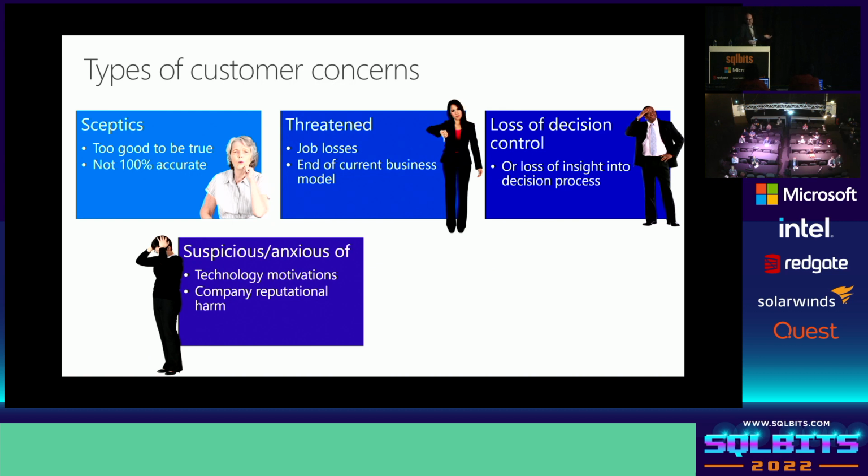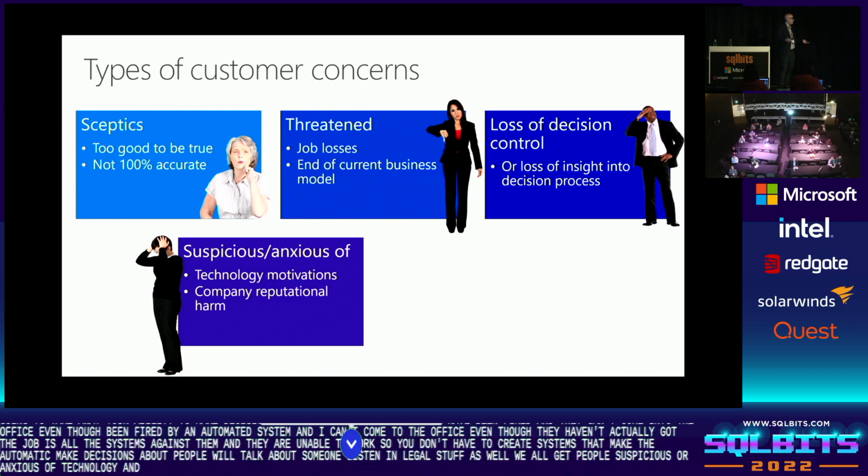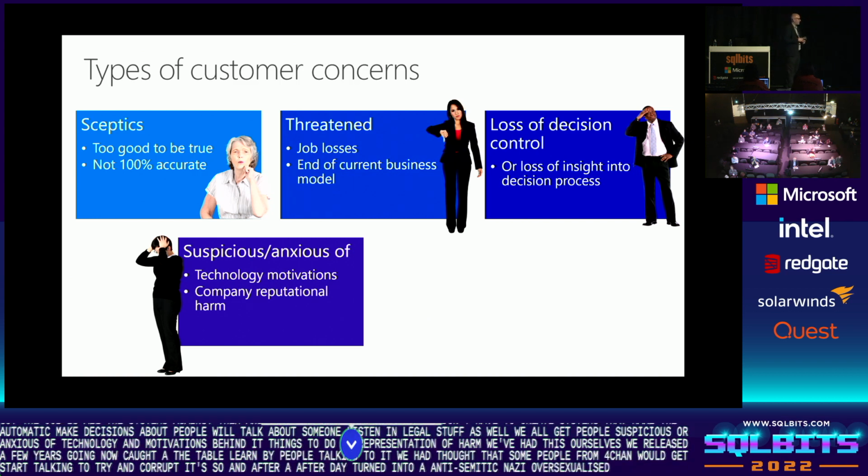We also get people suspicious or anxious of technology, the motivations behind it, things doing representational harm. We've had this ourselves. We released a bot quite a few years ago now called Tay. The Tay bot learned by people talking to it. We hadn't thought that some people from 4chan would start talking to Tay and corrupt it. After a day, Tay turned into an anti-Semitic, Nazi, over-sexualized bot, a really big marketing problem for us, so we killed the bot. So yeah, big problem in terms of causing reputational harm to us.